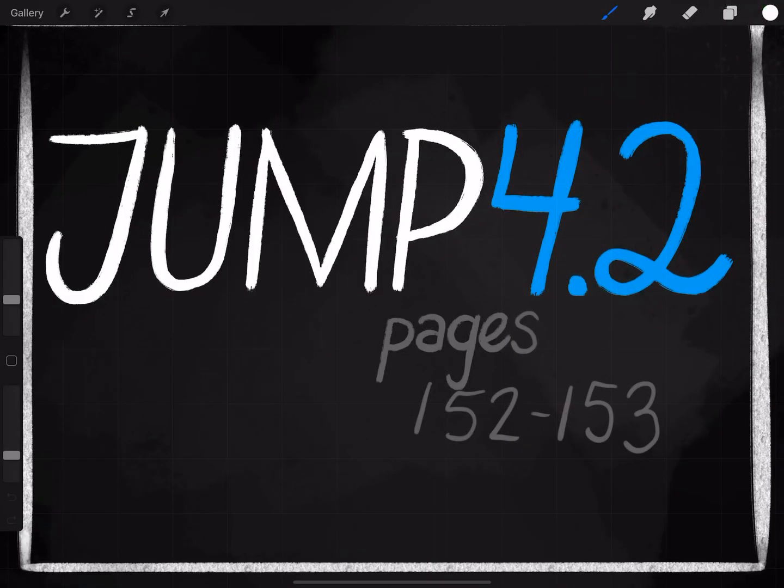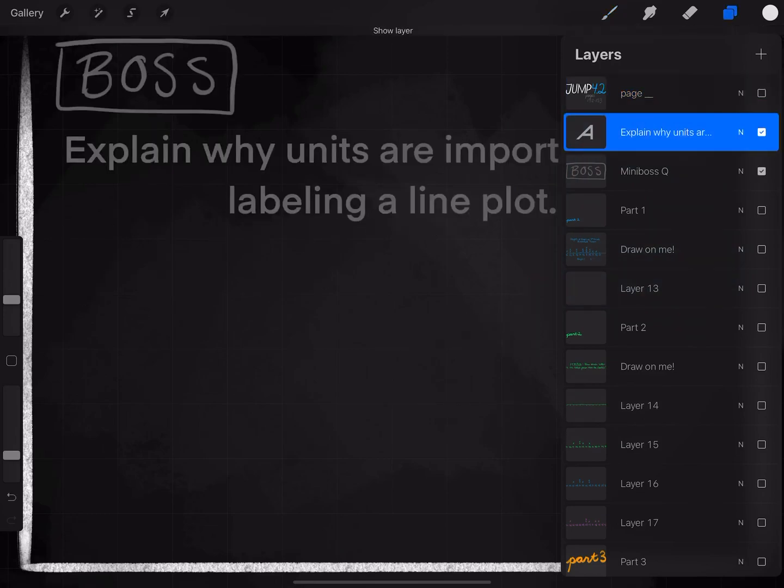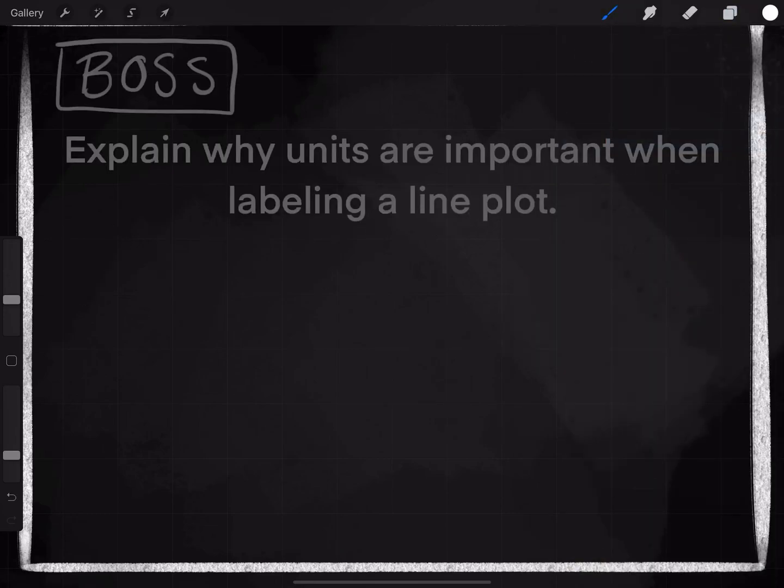Here we have our jump lesson for using line plots with fractions. Here's our boss question. Explain why units are important in labeling a line plot. This is probably a really easy boss question. Maybe.